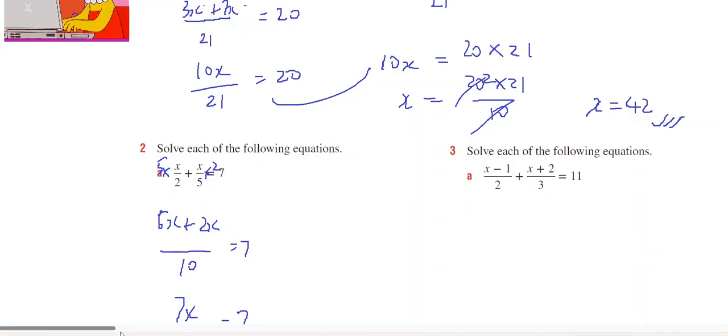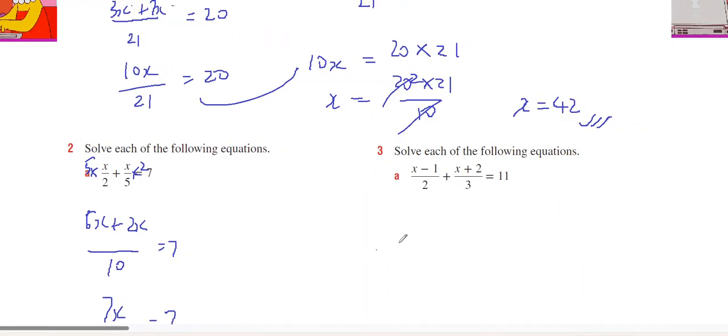And lastly, in 3a, I've got a fraction over 2 and a fraction over 3. I'd like to have a lowest common denominator, which is a fraction over 6. And my right-hand side is still 11. So 3 lots of x minus 1 plus 2 lots of x plus 2 over 6 equals 11.